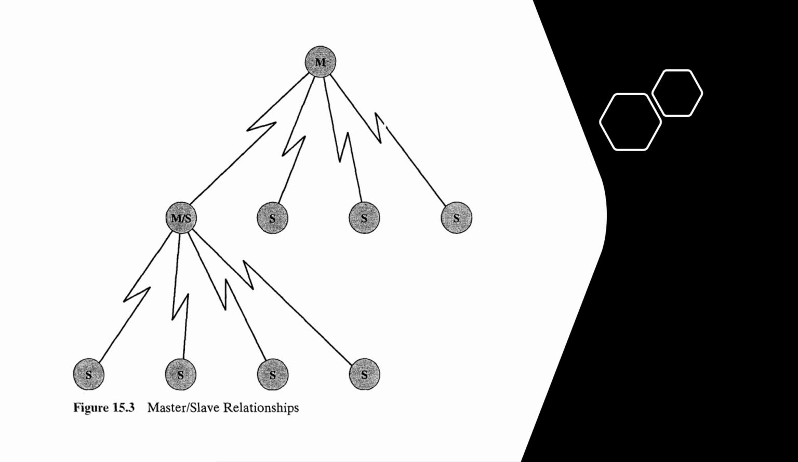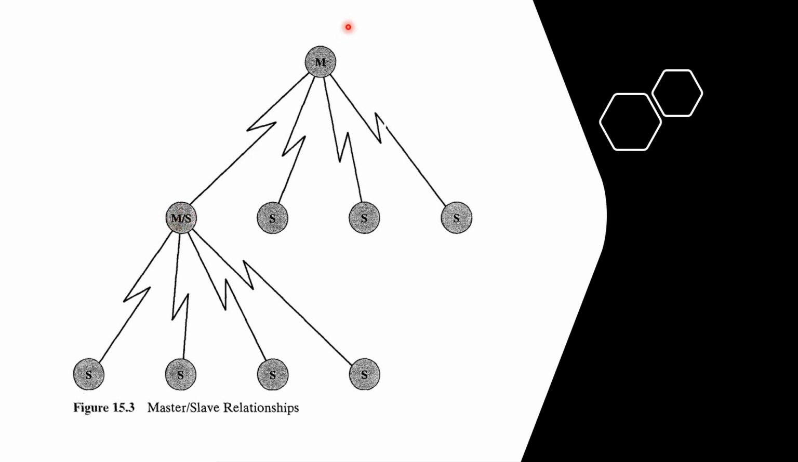So this is a figure of the master-slave relationship. If you can see here, M is the master and S is the slave. And M/S means that this node acts as a master and also as a slave.